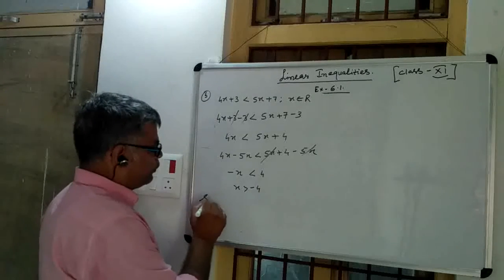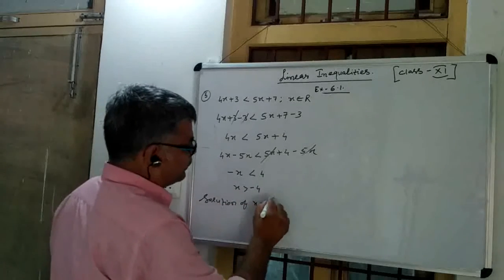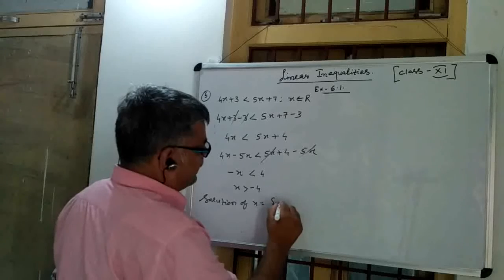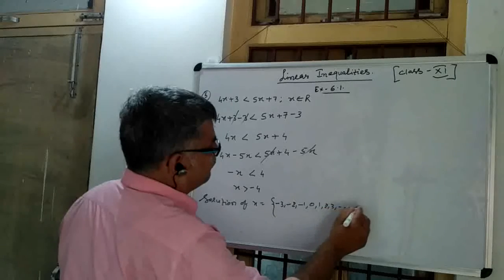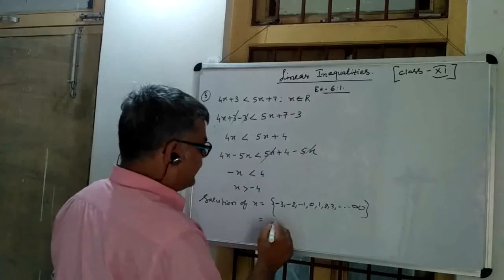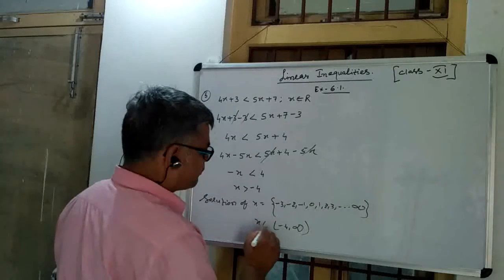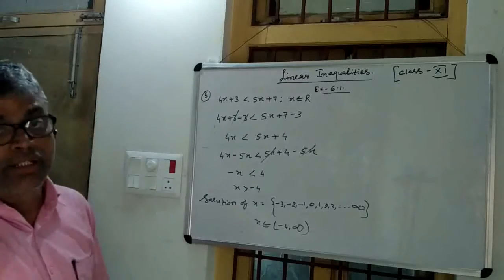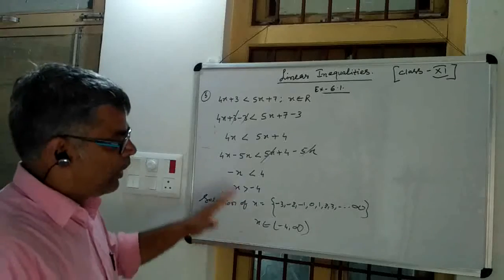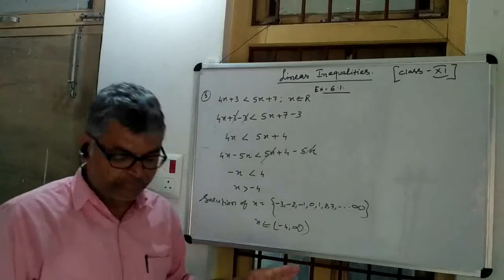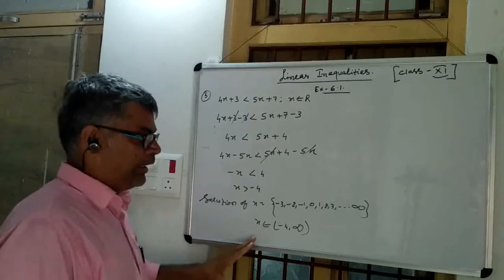It means the solution of x equals to minus 4 greater, minus 3, minus 2, minus 1, 0, 1, 2, 3 up to infinite. Or you may write it minus 4 to infinite also. X belongs to minus 4 to infinite, open interval, where minus 4 is not included in it. All the real numbers lying between minus 4 and infinity are the solution of this inequality.